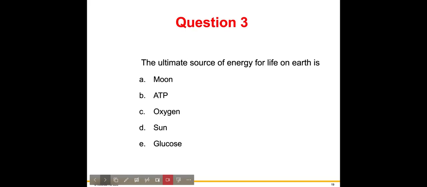So let's check what we know. The ultimate source of energy for life on Earth is, and you should choose D, the sun.